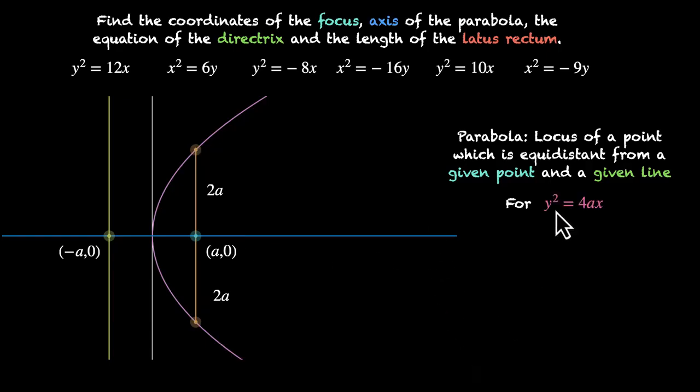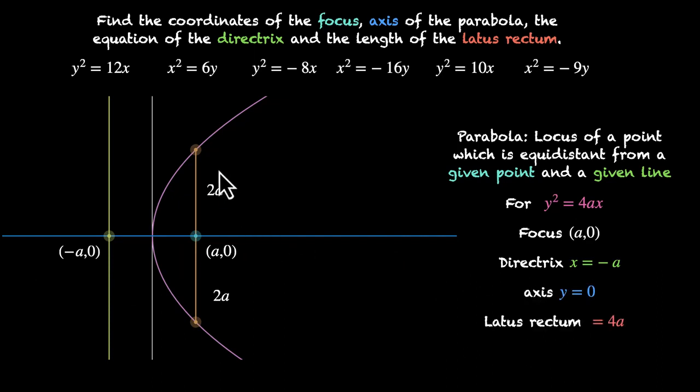For our parabola y square equals 4ax that opens on the right hand side, this parabola has focus at a, 0. It has directrix as x equals minus a. The equation of this line is x equals minus a. Its axis is the x-axis, which is y equals 0. That's the equation of this axis. And the length of the latus rectum is going to be 4 times a, that's 4a.